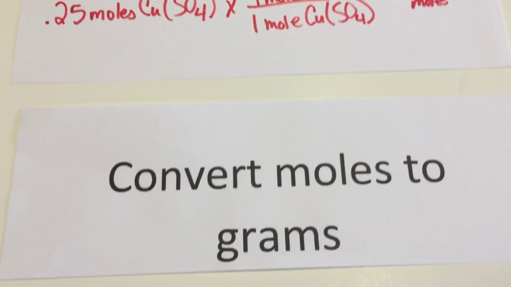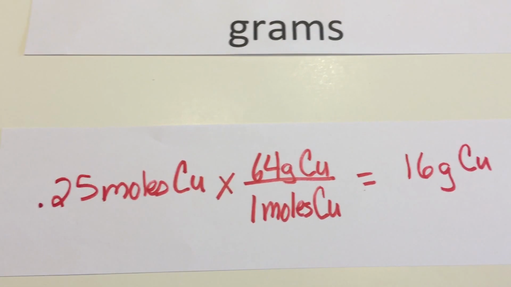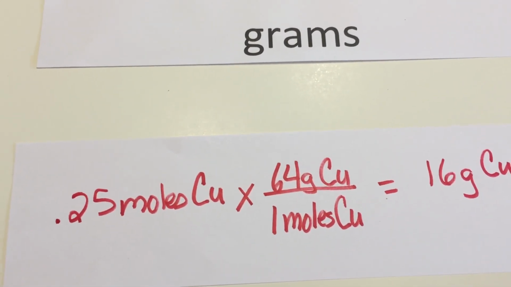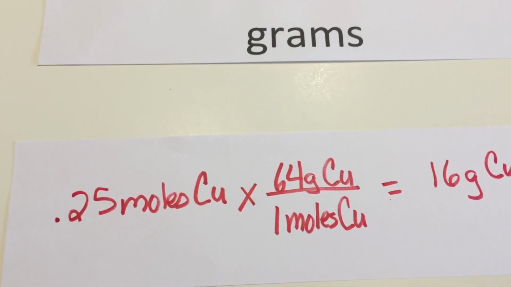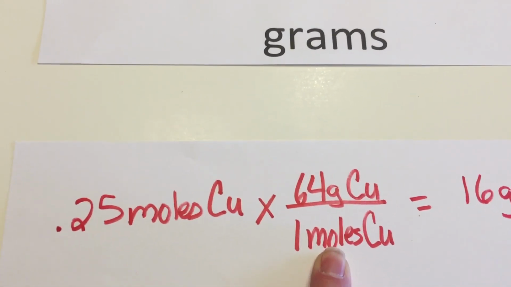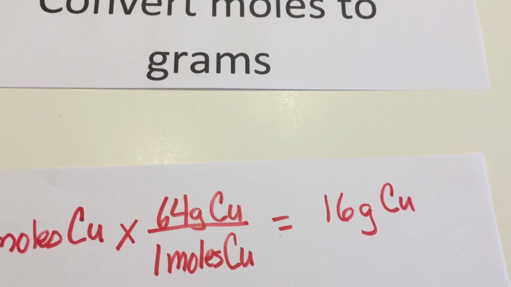One more step. So we convert moles to grams. So we take our 0.25 moles of copper, multiply that by the formula weight or the molar mass of copper, which is 64 grams per 1 mole. We put the moles in the denominator so they cancel, and our answer is 16 grams of copper.